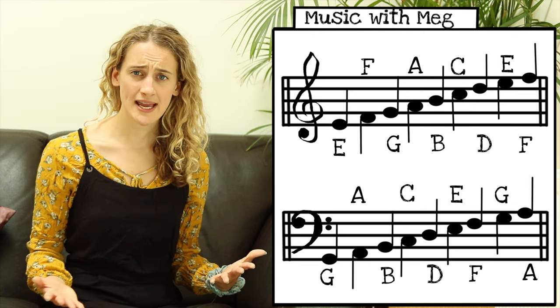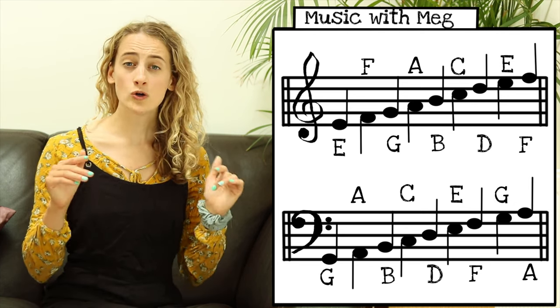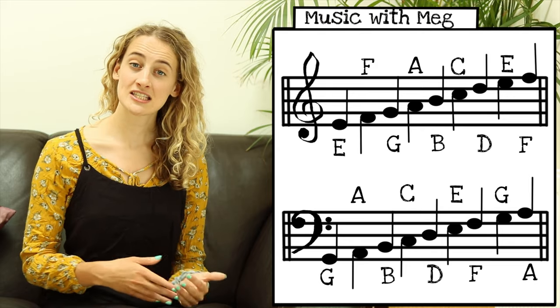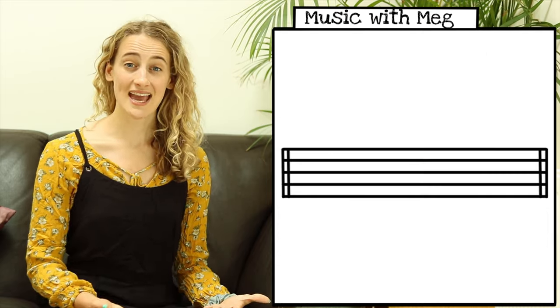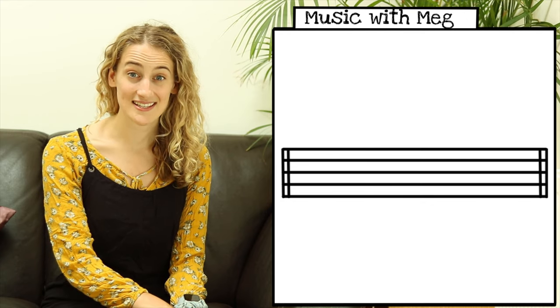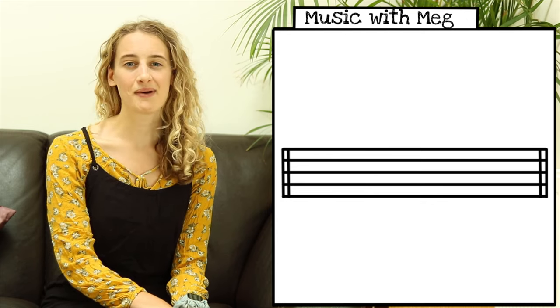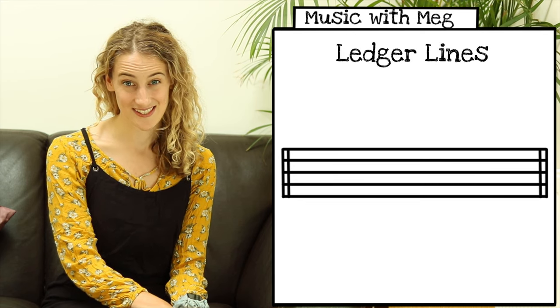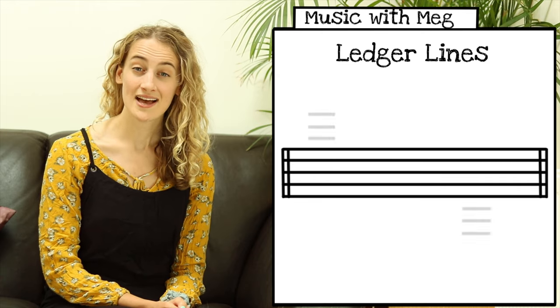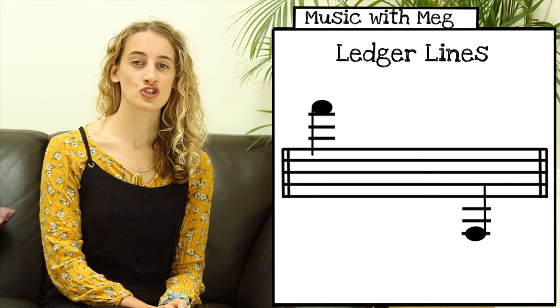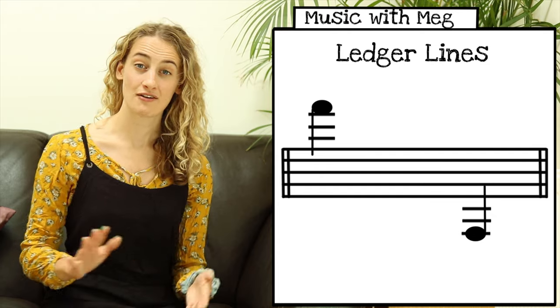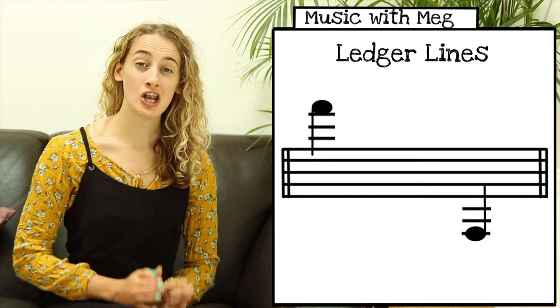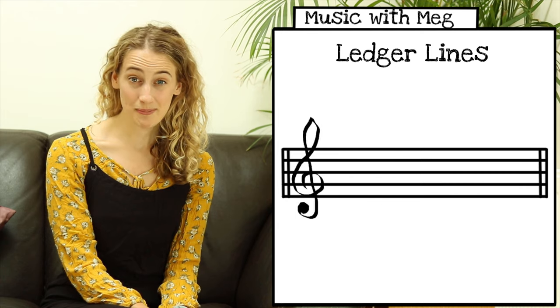But what if you want to play notes that are higher or lower than the lines and spaces allow? Well, in that case, we need to extend the stave or staff by using ledger lines. Now, we could just keep adding lines to the stave or staff, but that would be very messy. So ledger lines are smaller lines that are attached to the note and show the stave or staff extending higher or lower. Now let's look at the treble clef.